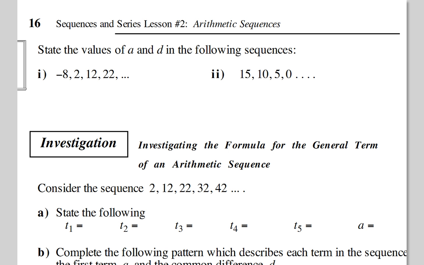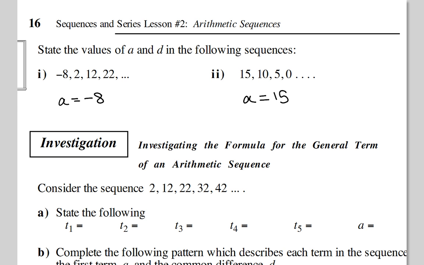State the values of A and D. Well, A is the first term, so that's pretty easy to spot. First one's -8, the second one's 15. So those are the first terms in each sequence. And now we need to find the common difference.